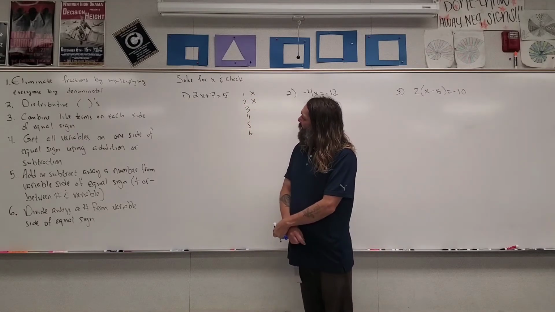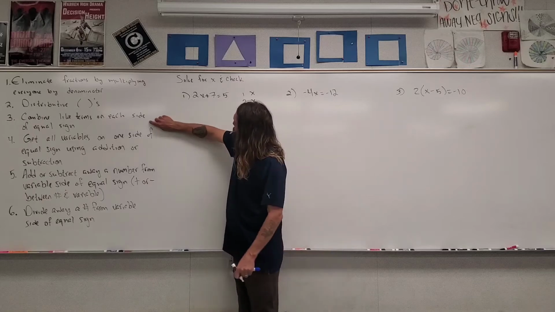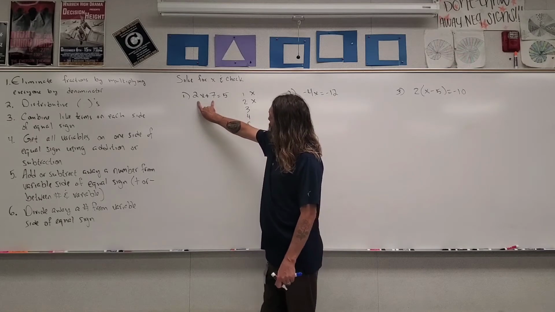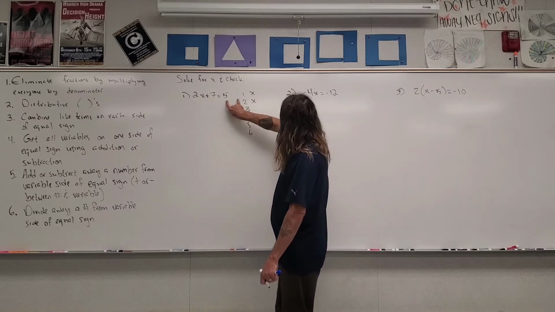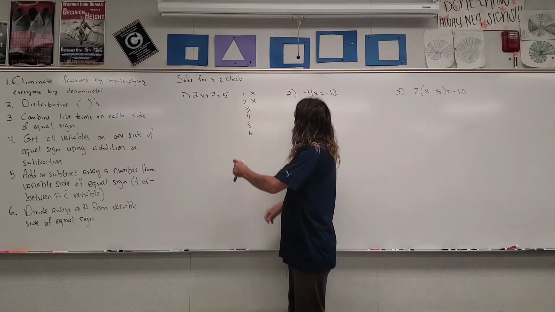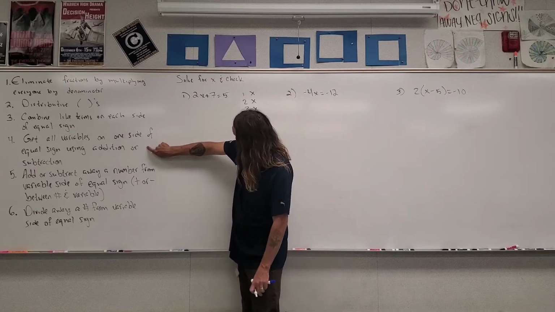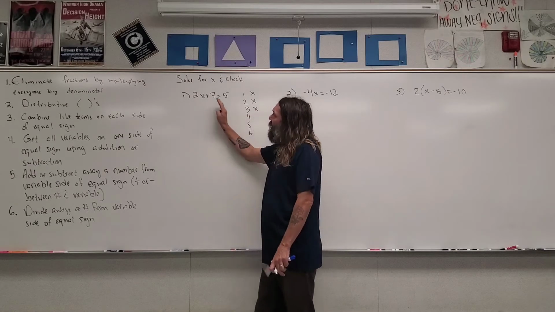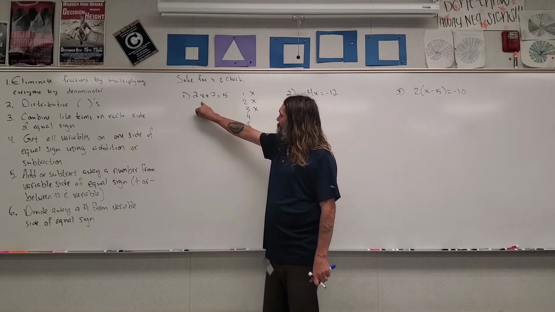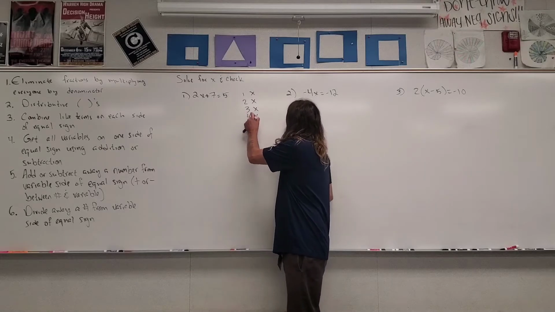Step 3, can I combine like terms on each side of the equal sign? I cannot combine these, so I cannot do step 3 on the left side, and there's no one to combine with the 5 on the right, so I cannot do step 3. Step 4, get all variables to one side of the equal sign using addition or subtraction. All my x's are on the left side of the equal sign, so I don't need to do step 4.